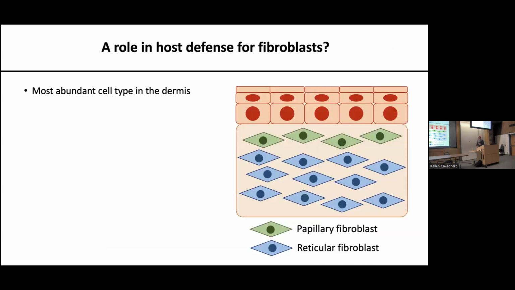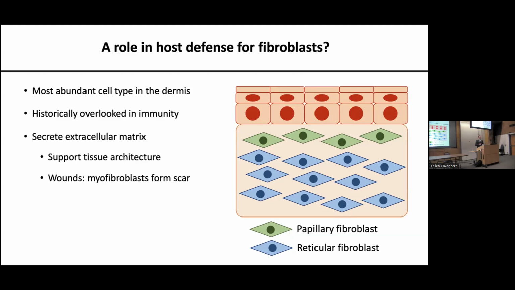Now, when I joined the lab, I became very interested in the fibroblast itself, while everyone else was focused on the fat cells. I was interested in these cells because they're the most abundant cell type in the dermis, and they have historically been overlooked in terms of immunity. What they are appreciated for is secreting something called extracellular matrix. And this is like the glue that holds our tissue together, gives it structure and architecture. Fibroblasts are also appreciated for their role in wound healing. So when you have an injury or a cut in your skin, some of your fibroblasts will turn into a special type of cell called a myofibroblast that makes a lot of this matrix to promote scar formation.